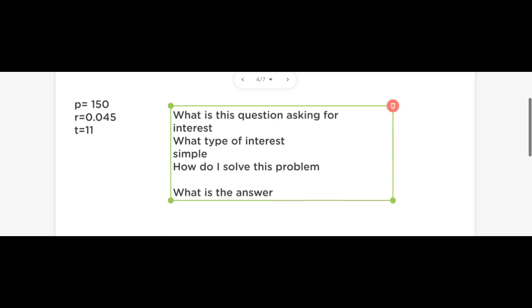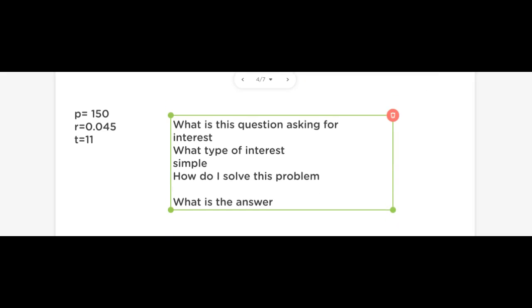What do I do to solve the problem? Let me answer these questions. We basically did 150 times 0.045 times 11, and that was $72.25, I believe, something like that. Next problem.